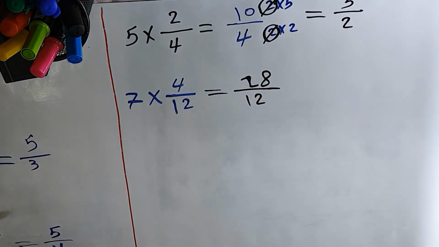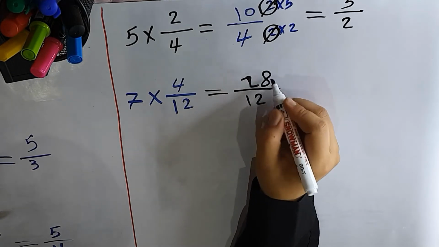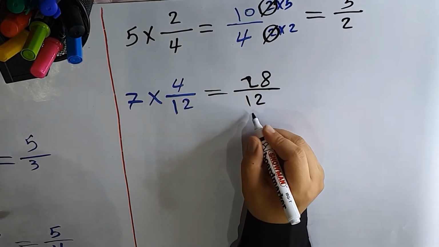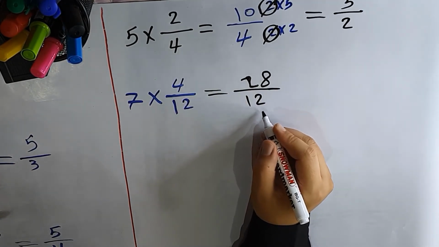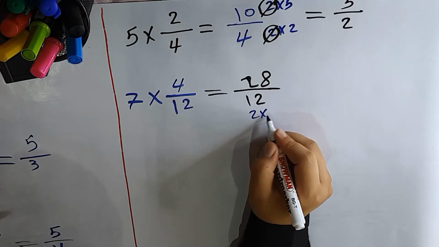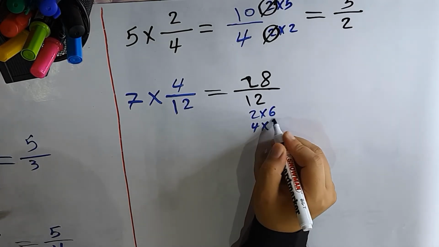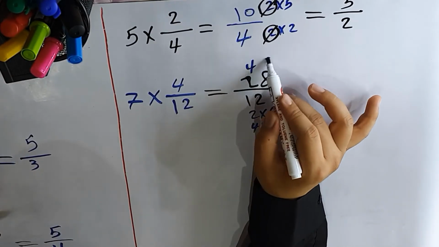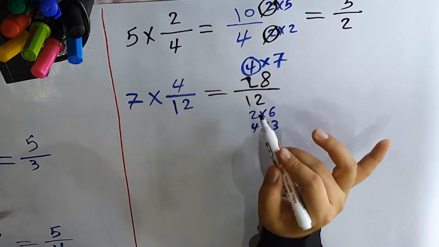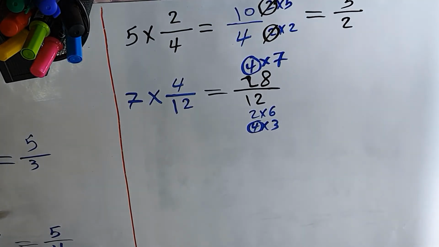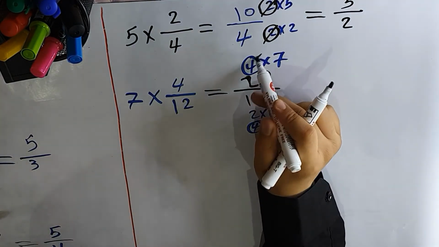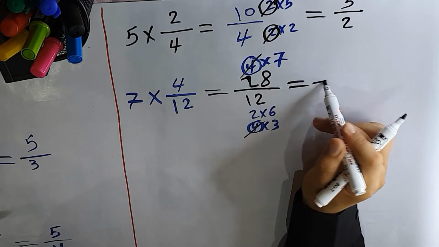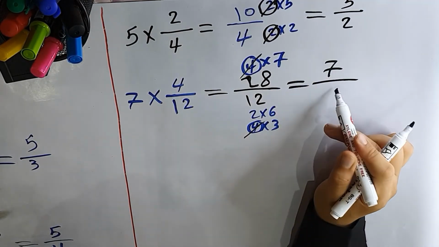If you want to simplify this fraction, you expand each number. 12 we can write like 2 times 6, or 4 times 3, or 3 times 4, it's the same. And the 28 we can write like 4 times 7. Now we have common number 4 up and 4 down. Then we can remove it together. And the remainder up is 7 and the down is 3.